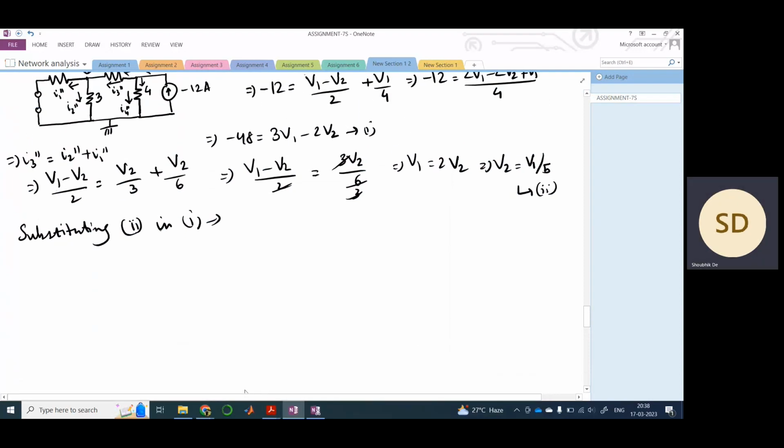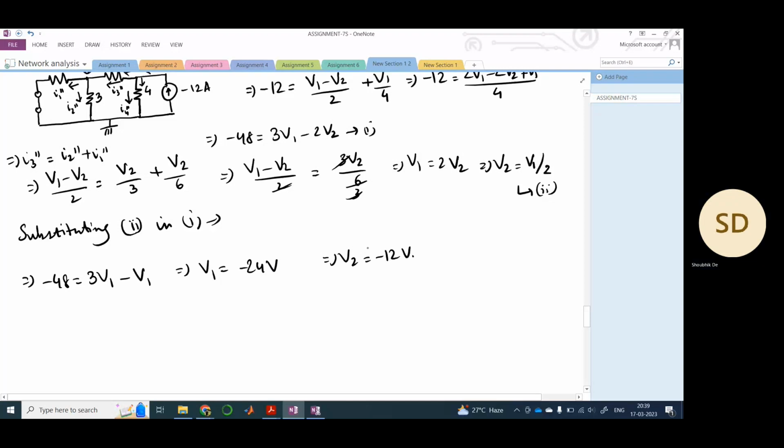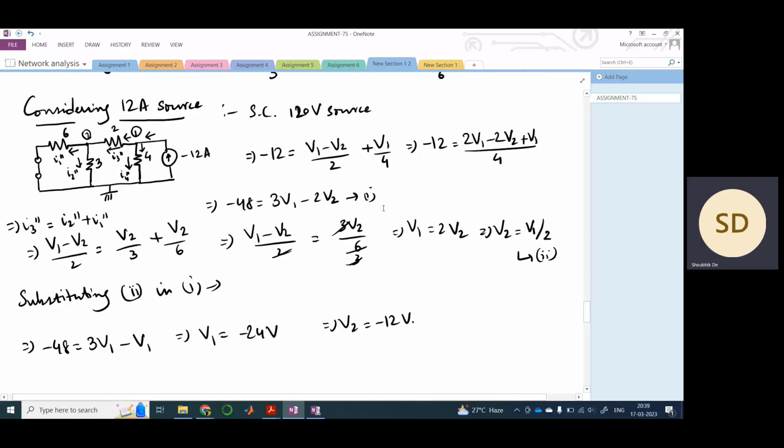Okay, so if we do this, then minus 48 equals 3v1. Sorry, this would be 2, right? Minus v1. Okay, so v1 would be what? Minus 24 volts. v2 would be what? Minus 12. See, everything is coming in minus.